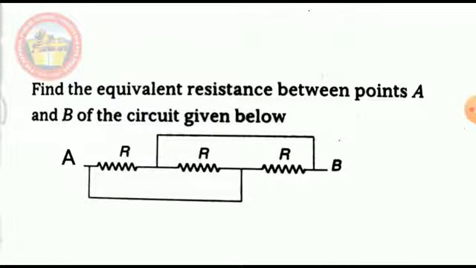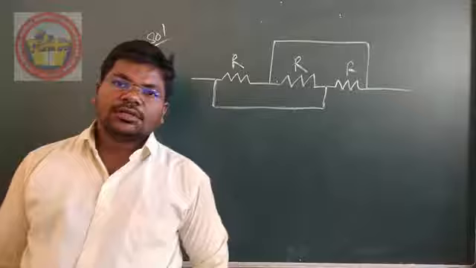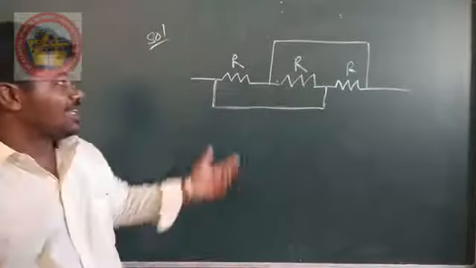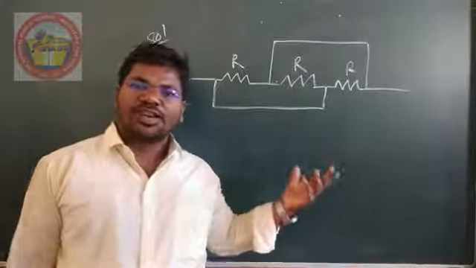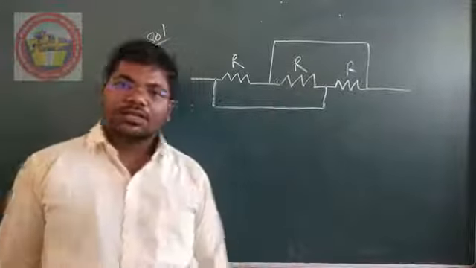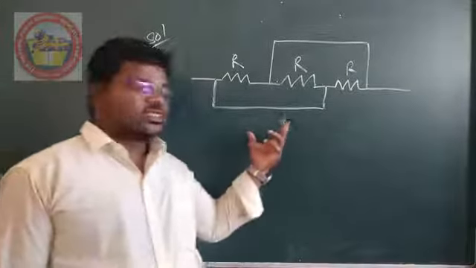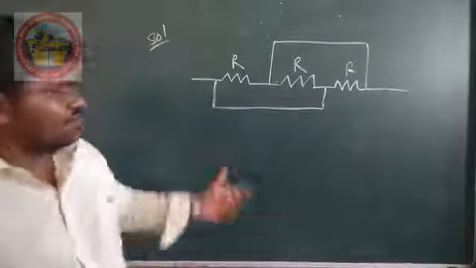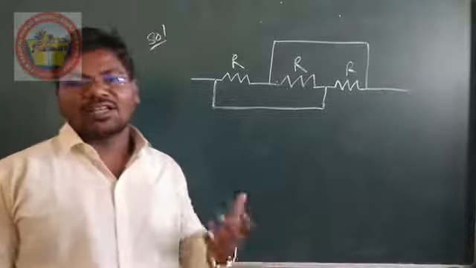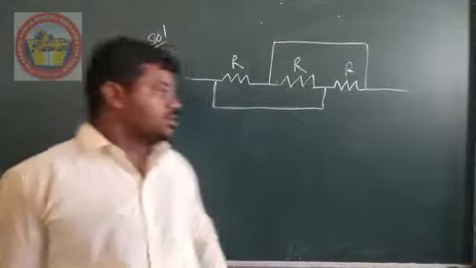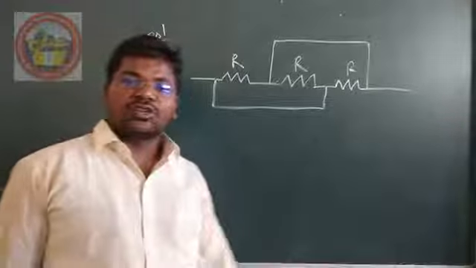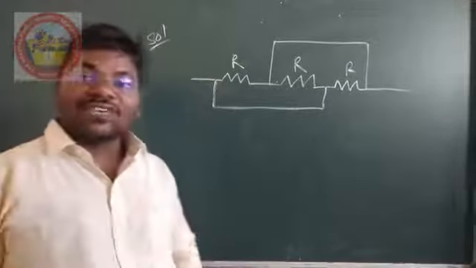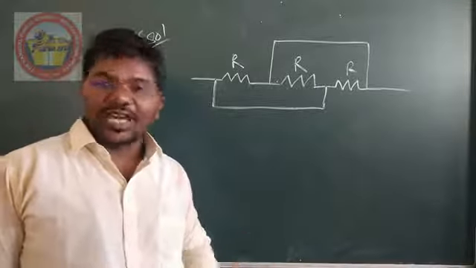Find the equivalent resistance between points A and B of the circuit given below. In the next circuit diagram, there are three resistors of the same equal resistance R. Which type of circuit is this? By solving a number of problems like this, you can get the solution easily. For this type of circuit diagram, we can draw an equivalent circuit diagram.